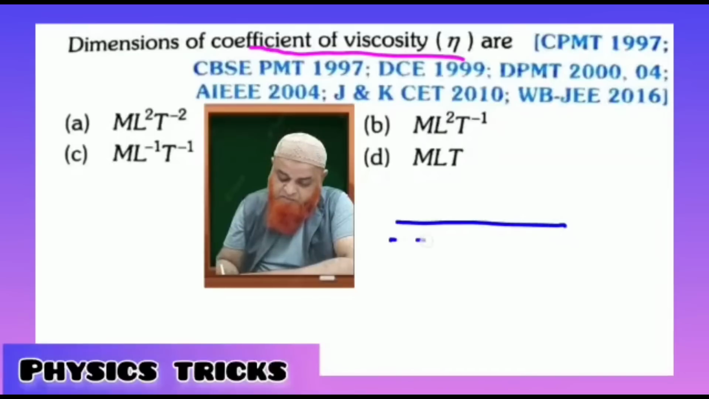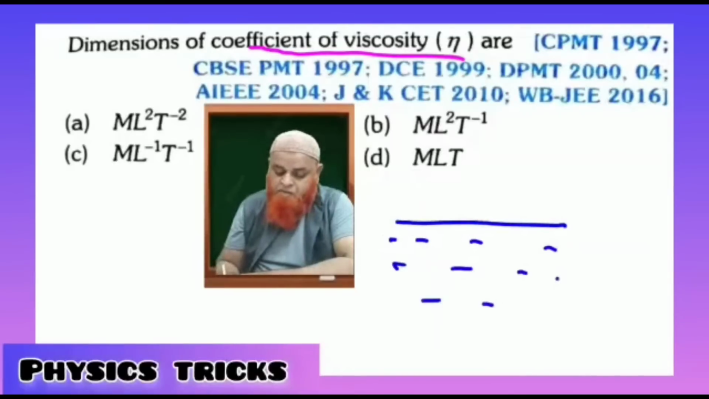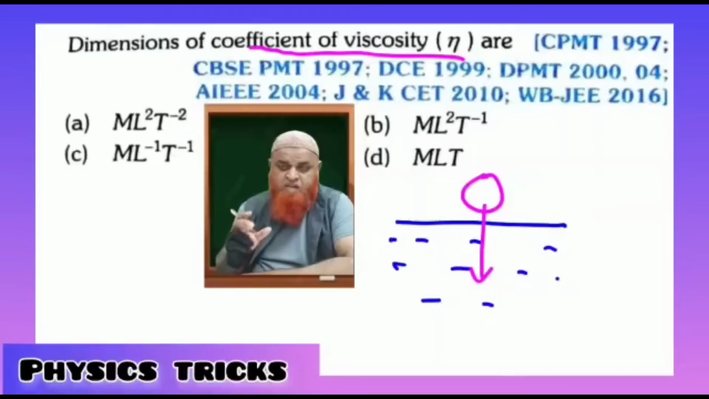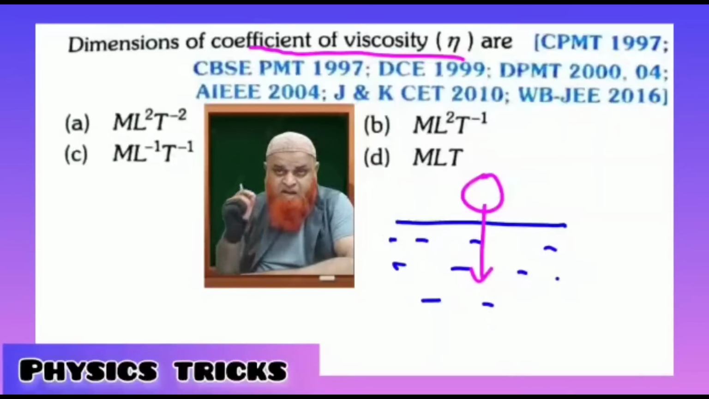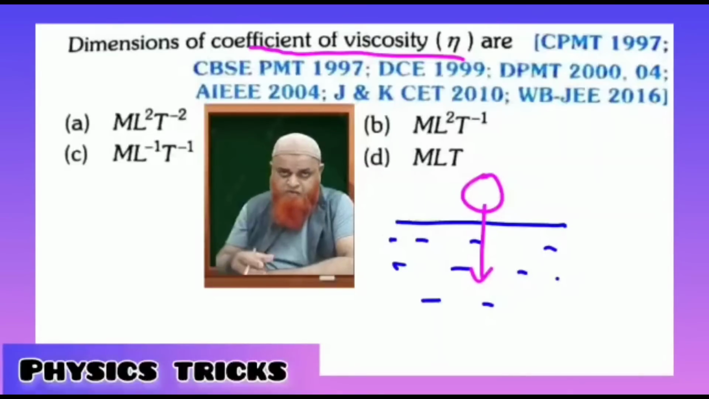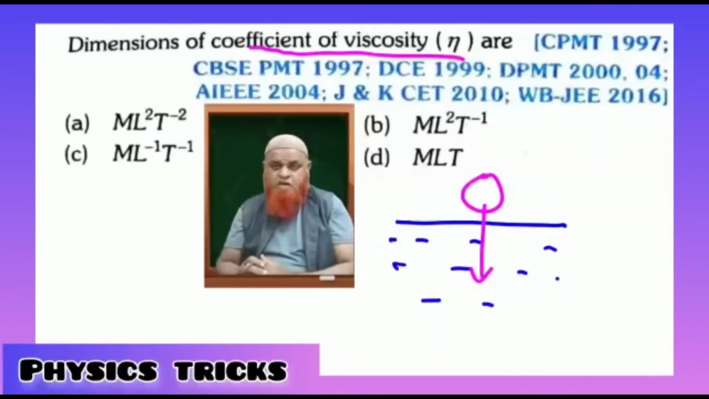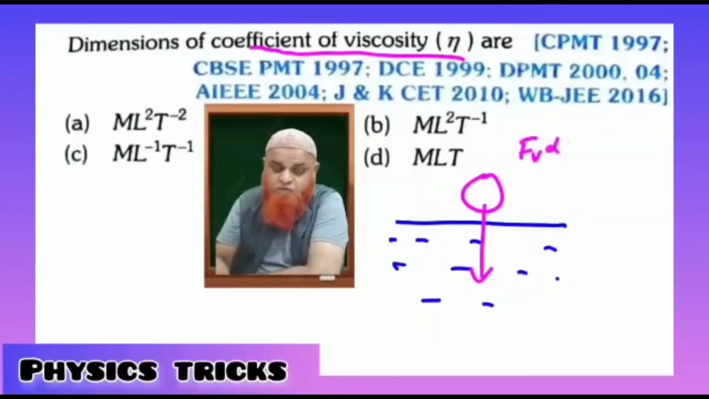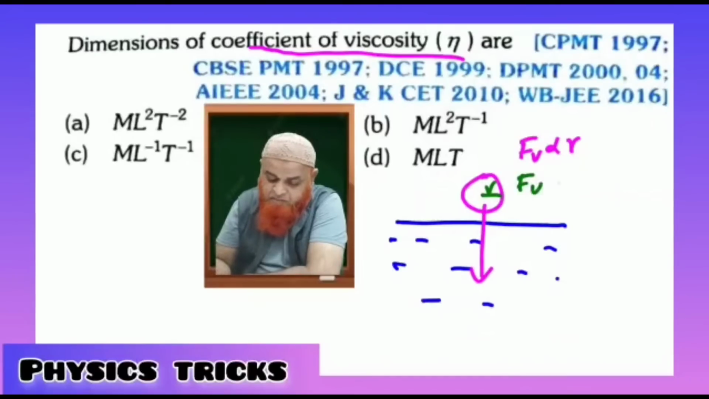Let us take there is some liquid here. Okay, so this is a liquid. For example, if I throw any iron ball inside the liquid, what happens on that iron ball? There is a type of viscous force acting on that iron ball. So it falls down. So viscous force is acting on the iron ball upwards, and this viscous force is directly proportional to the radius of the ball.